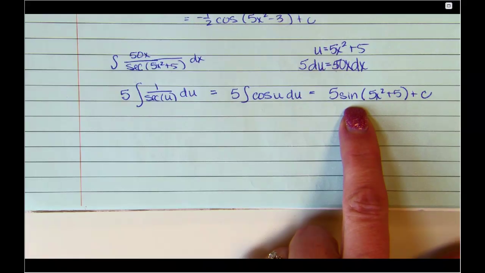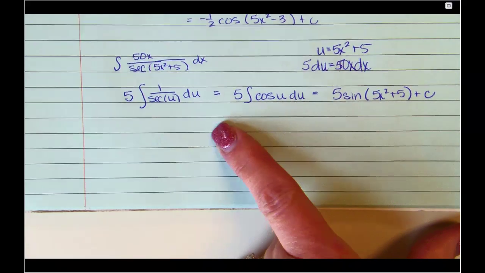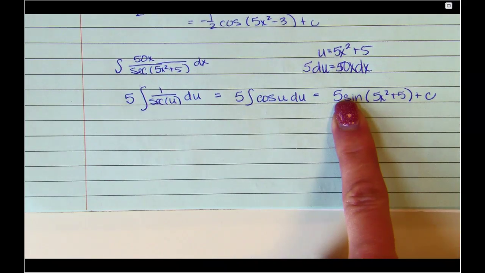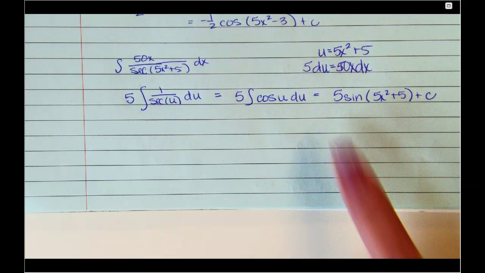I go, okay, what's the derivative of sine? Cosine. So I did it right. Then I can check to see if my negatives are right or not. Does that make sense? So just check.